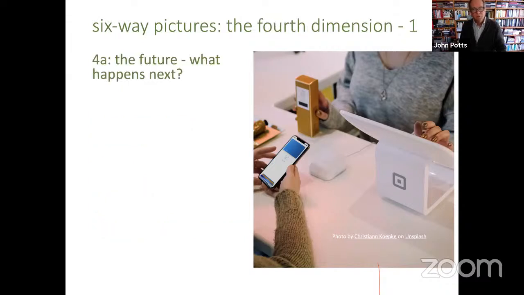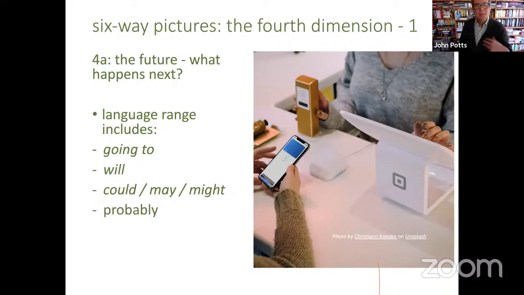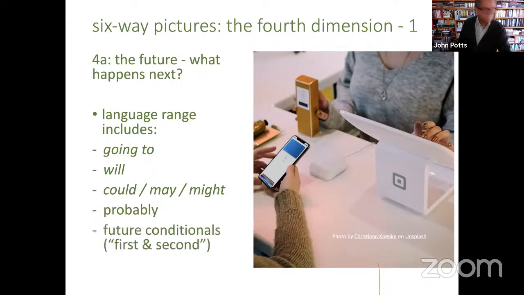In the future, remember the future, what happens next? Well, the language will include things like going to. She's going to try again. She's going to put it in a bag. She's going to ask for a receipt. She's going to ask if she can exchange it, or whatever it is that you think is going to happen. Or she will. She'll put it in a bag and then she'll leave the shop. Or she might, she could. So again, what I'm suggesting is that the picture can talk about the future using different future forms.